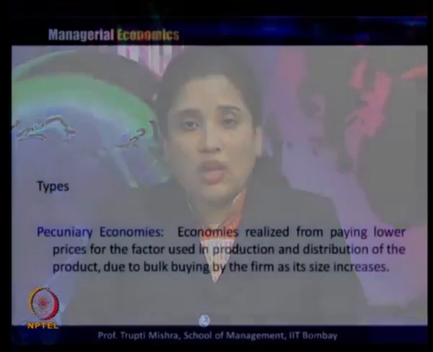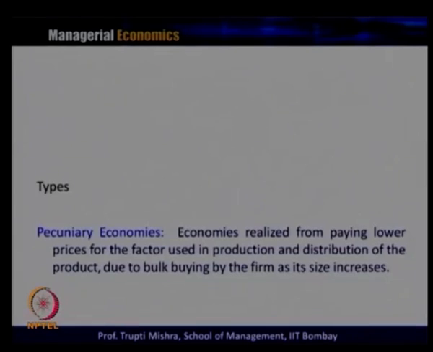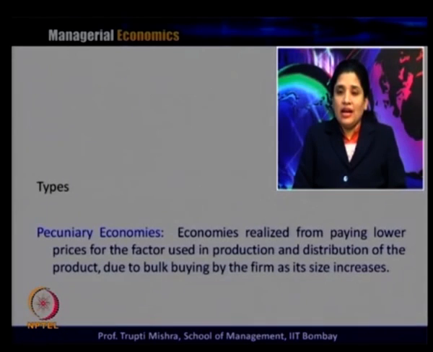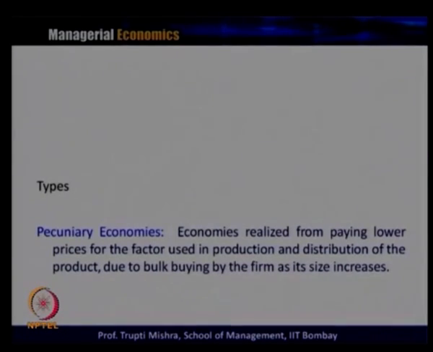There are two types of economies of scale. One is pecuniary economies of scale, and this type of economy is generally realized from paying lower prices for the factors used in production and distribution of the product, due to bulk buying by the firm as size increases. So, here it is about paying a lower input price. Whenever we pay a lower input price, we generally get the advantage in terms of pecuniary economies of scale.